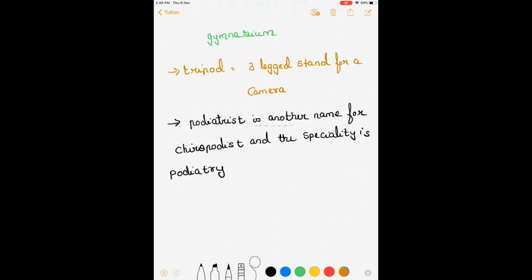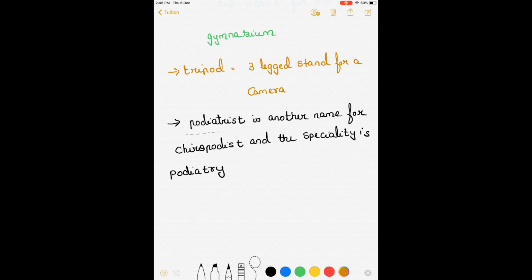Podiatrist is another name for chiropodist. Understand how? I don't have to remember all these words. Just by looking at the words, sometimes I'm like, yeah, but I know the meaning. How? See, you know, podos is foot. Iatria is medical healing. So medical healing of foot. And what does a chiropodist do? It heals hands as well as feet. So podiatrist and chiropodist, they are the same.